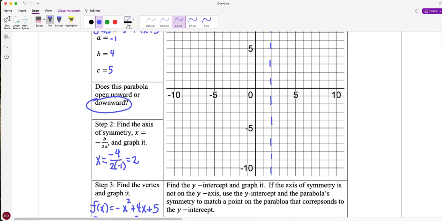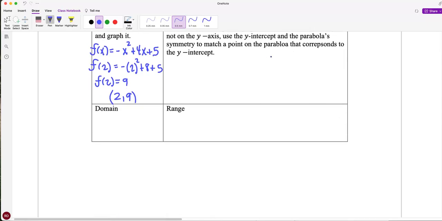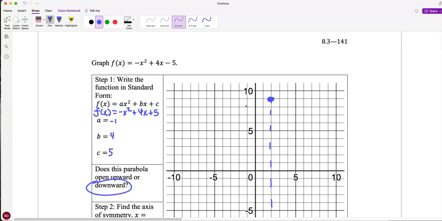The vertex is (2, 9). So that tells me it is right here. Now, what do I know about the y-intercept? The y-intercept is what you get when x equals 0. So f(x) = -x² + 4x + 5. If x is 0, y is 5. So (0, 5) is my y-intercept.